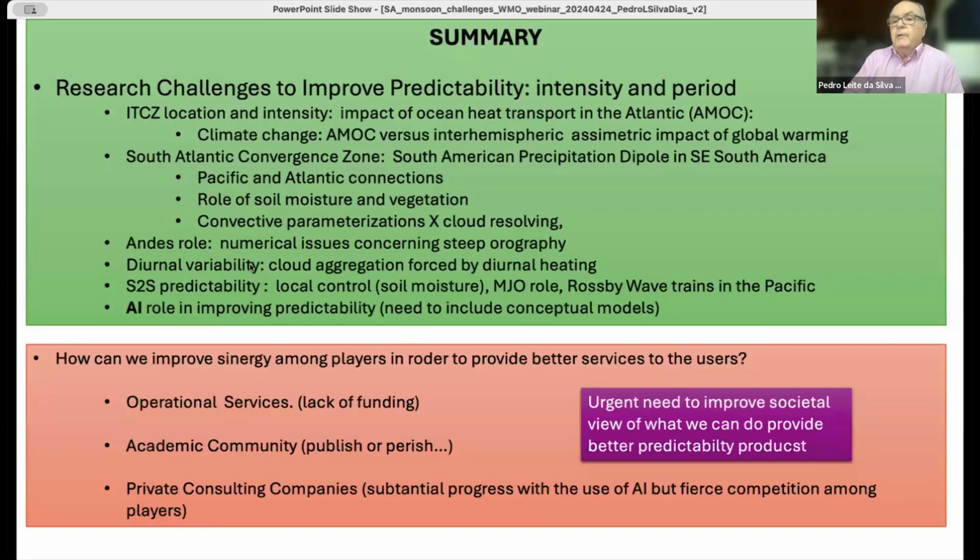Diurnal variability continues to be a major challenge. S2S predictability, the local control due to soil moisture and geography. And we have seen an increasing role of AI in improving predictability.